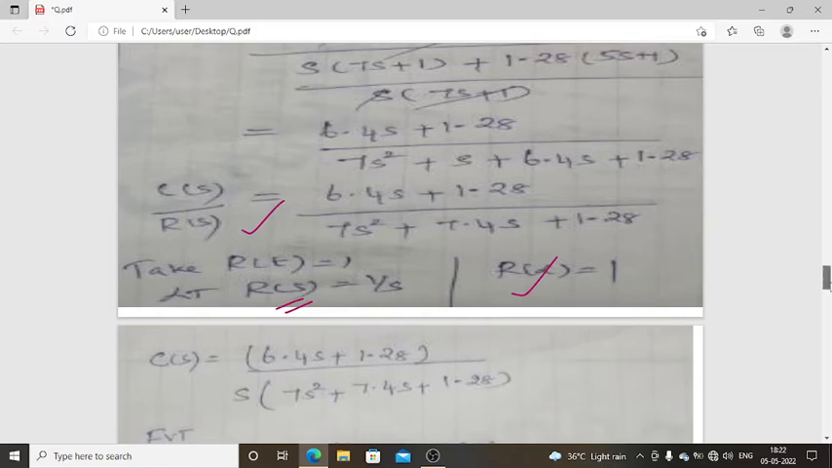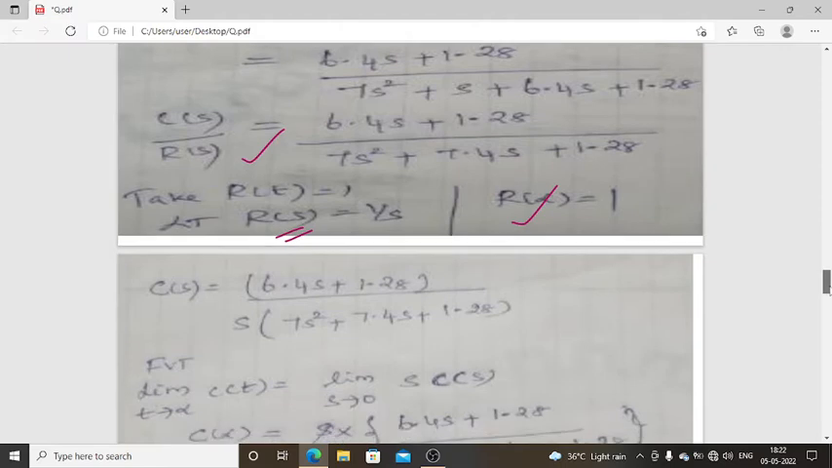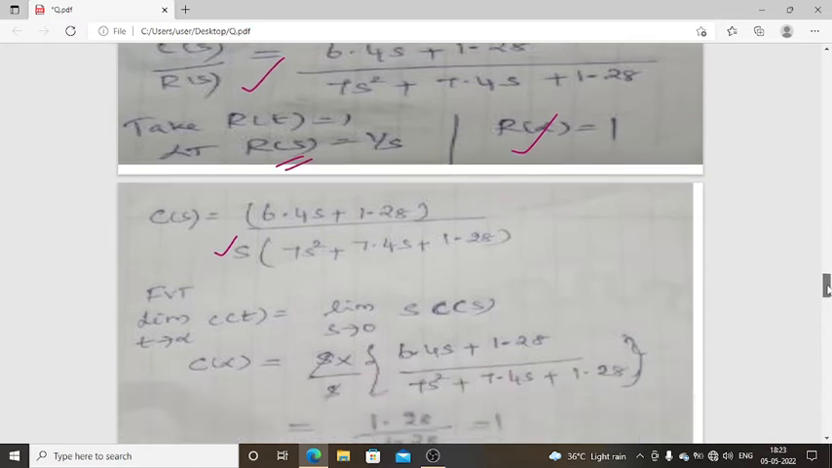So substitute here. C of s is equal to, already we have C of s by R of s. You replace R of s here, substitute 1 by s. C of s is equal to (6.4s plus 1.28) divided by s into (7s square plus 7.4s plus 1.28). So this is the C of s equation.